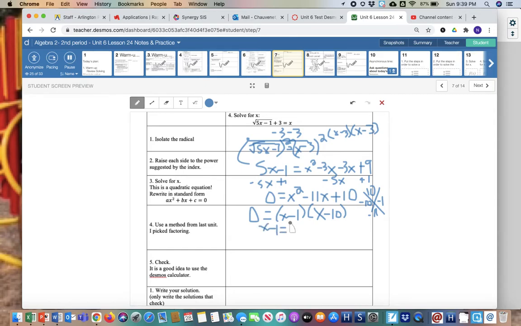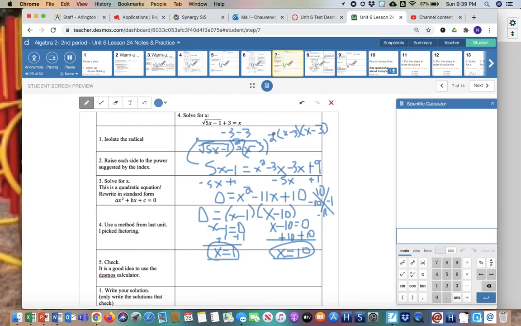So remember, you're going to set each of these equal to 0 like we discussed in the last unit. Zero product property rule. So now I would solve both of these. Obviously you can kind of go through these mentally, but I'm going to get x equals positive 1, and then x equals 10. Now, once I get here, I am going to want to check. So I'm going to plug these two answers back into my original problem to see if I have any extraneous solutions.